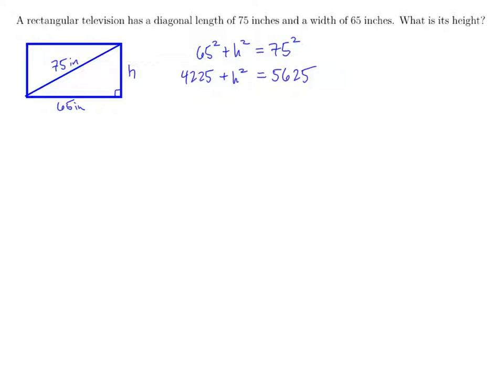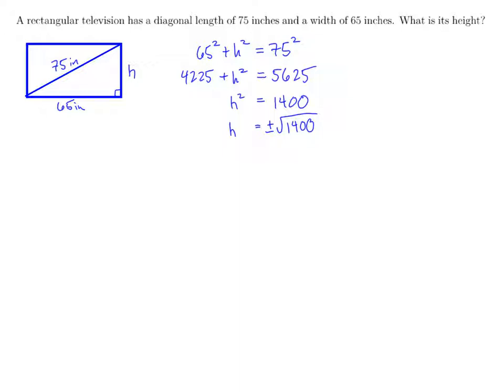To get h squared on its own, I'll subtract 4,225 from each side, and that will leave me with h squared equal to 1,400. At this point, I can apply the square root method, and from here, if h squared is 1,400, then h is simply equal to the positive or negative square root of 1,400.